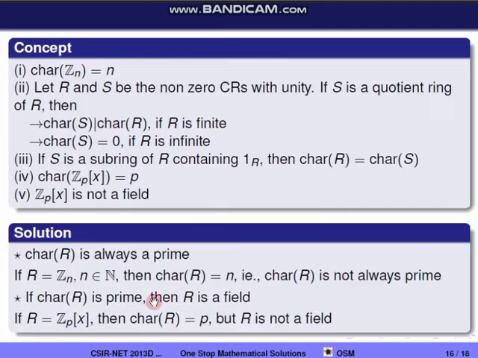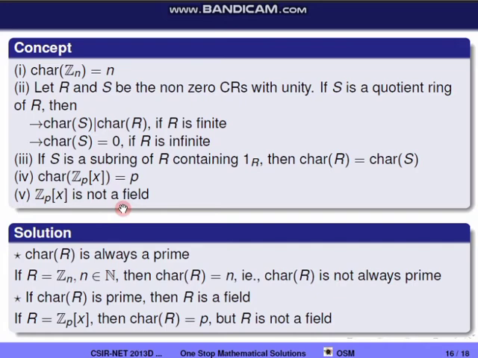So we look at the concepts used. Characteristic of Zn is equal to n. Let R and S be non-zero commutative rings with unity. If S is a quotient ring of R, then the characteristic of S divides the characteristic of R if R is finite. Characteristic of S is equal to 0 if R is infinite. If S is a subring of R containing 1_R, then the characteristic of R is equal to the characteristic of S. Characteristic of Zp[x] is equal to p, and Zp[x] is not a field.